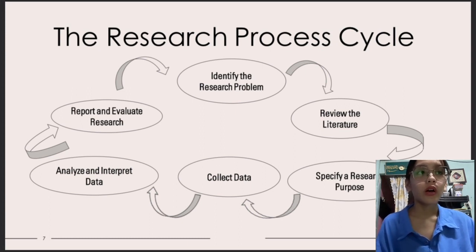Number 2, reviewing the literature. Before you proceed into your own research, it is also important to see other studies that are already done on your topic. You can gather it by reading books, articles, and studies that are related to your research problem. This helps you understand what's already known and what gaps exist in the current knowledge.